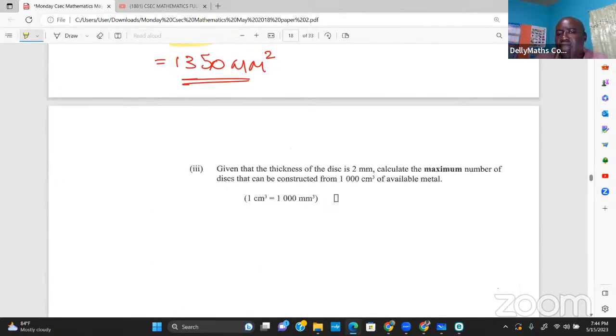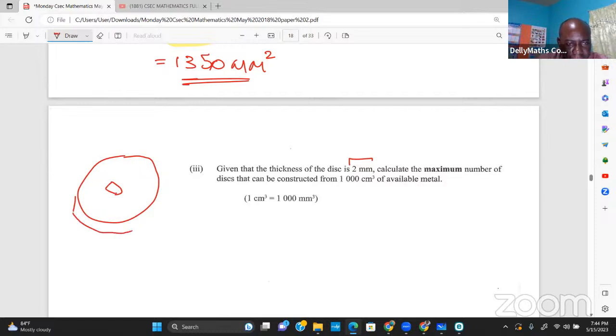It says, given that the thickness of the disc is 2 millimeters. So in other words, I have a disc with a little square hole in it, and then it is this thick. There's a thickness to it, and this thickness is 2. So I already have the area of the cross section, and now the thickness of it is this. So they're going to ask about some value, right? What they're saying is, given that it is this thick, calculate the maximum number of discs that can be constructed from this.